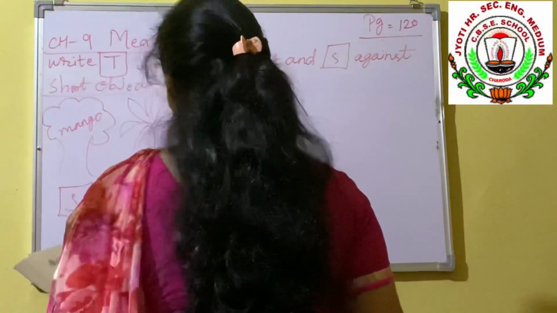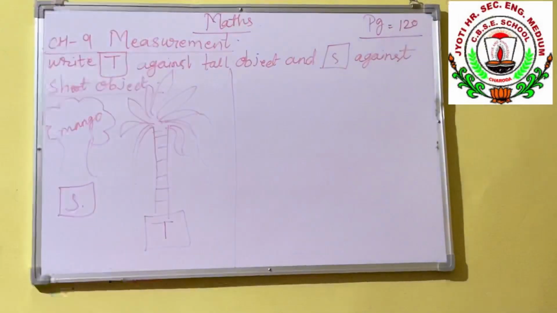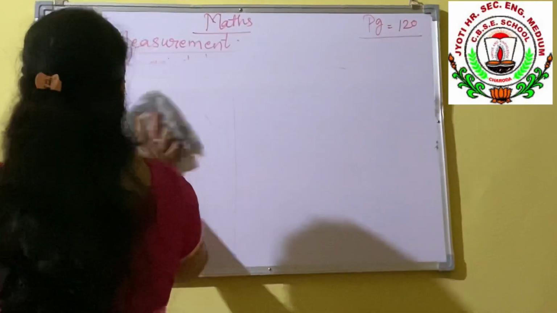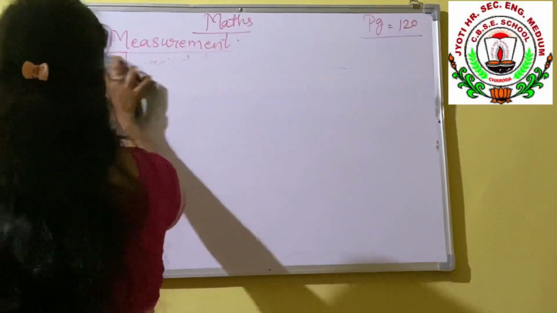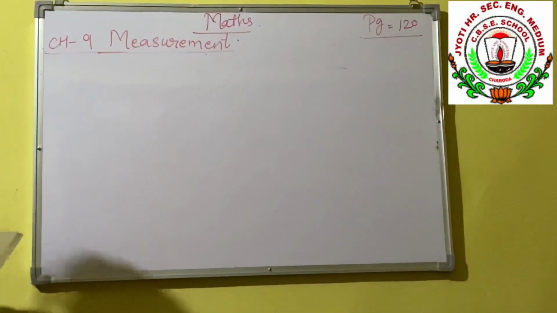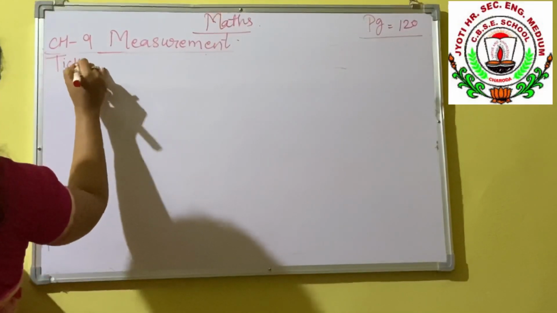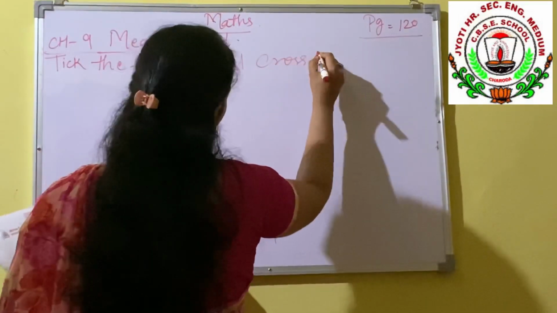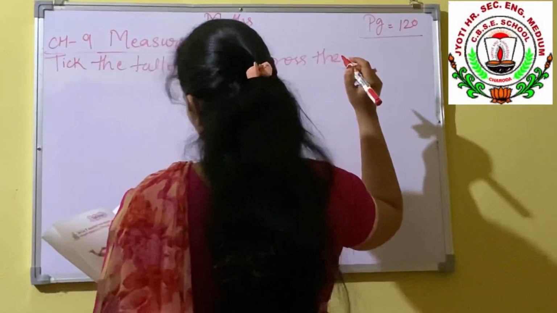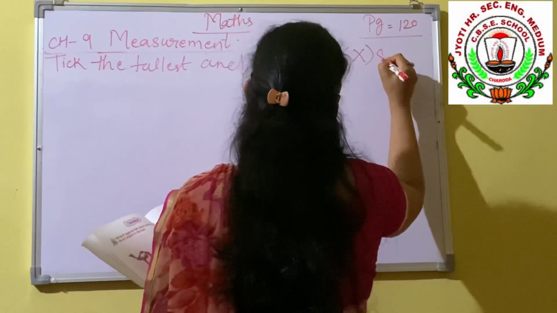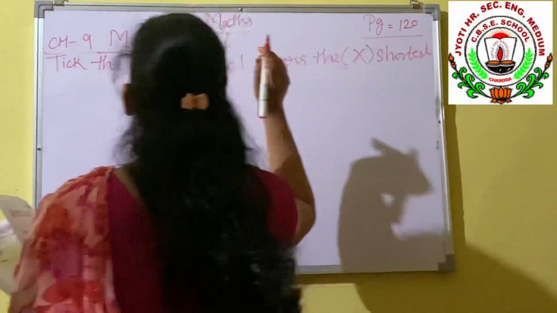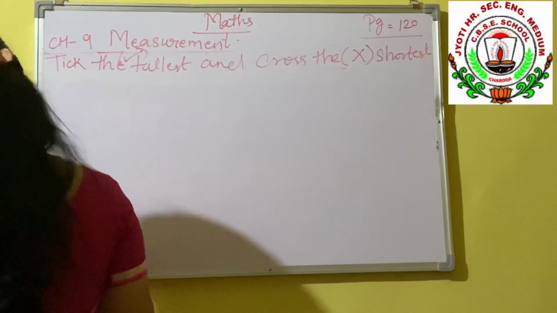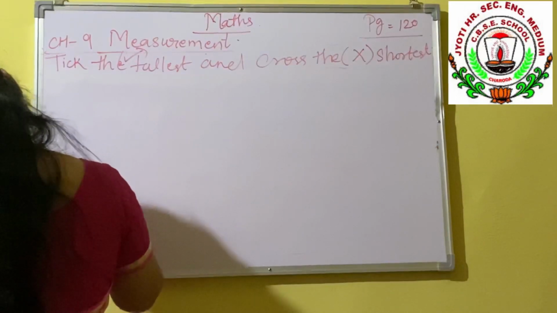Tick the tallest and cross the shortest. Okay, our next topic is tick the tallest and cross the shortest. अपन को क्या करना है? राइट करना है टॉल के लिए और शॉर्ट के लिए क्या करना है? क्रॉस करना है. ओके. Here we are having same coconut trees.